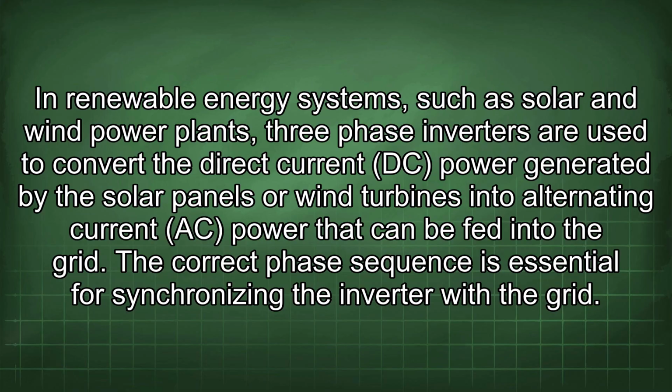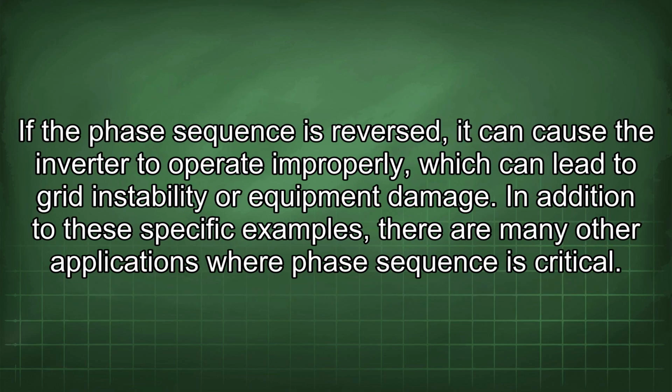In renewable energy systems, such as solar and wind power plants, three-phase inverters are used to convert the direct current (DC) power generated by the solar panels or wind turbines into alternating current (AC) power that can be fed into the grid. The correct phase sequence is essential for synchronizing the inverter with the grid. If the phase sequence is reversed, it can cause the inverter to operate improperly, which can lead to grid instability or equipment damage.